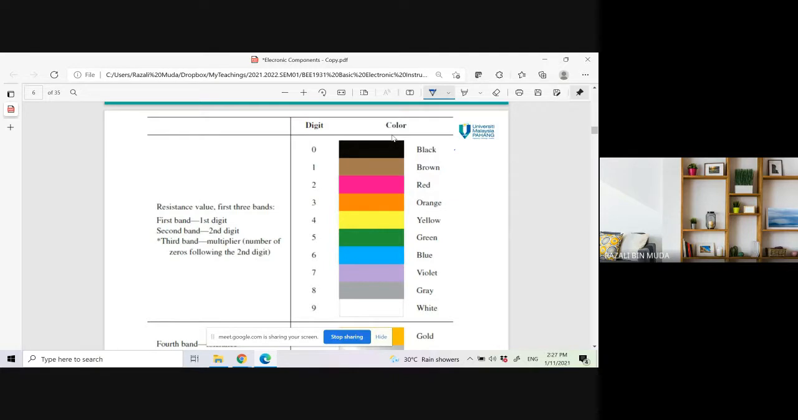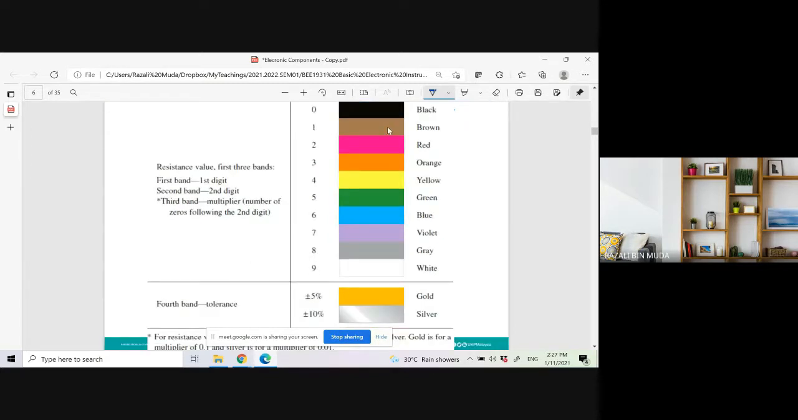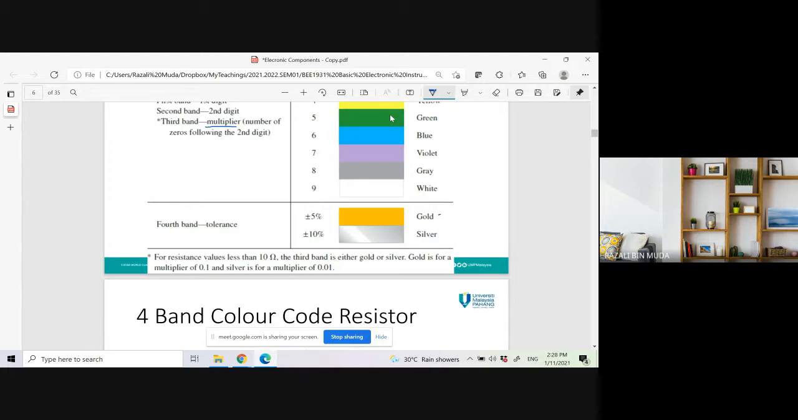This is the value according to the color. Black is 0, brown is 1, red is 2, orange is 3, yellow is 4, and so on. For the resistance value, the first three bands: first band, first digit; second band, second digit; third band, number of multiplier, number of zeros. Fourth band, tolerance. Gold represents 5%. Silver represents 10%. Plus minus. If there is no tolerance band, it means plus minus 20%.